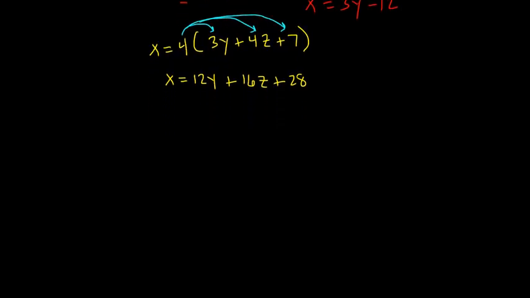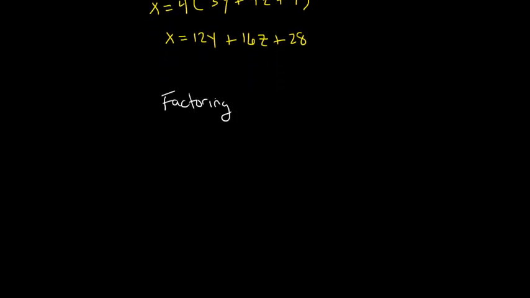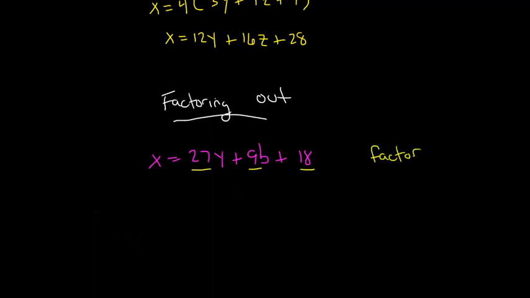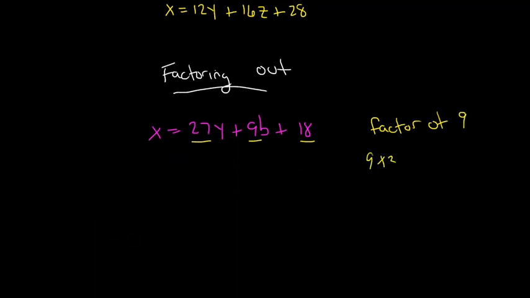The opposite of distribution into parentheses is factoring out of parentheses. If we see a problem here where we have x equals 27y plus 9b plus 18, what we see here is that 27, 9, and 18 are all related by a factor of 9. 9 times 3 is 27. 9 times 1 is 9, and 9 times 2 is 18. So recognizing that these three values are all related by the factor of 9 allows us to factor 9 out of this equation.